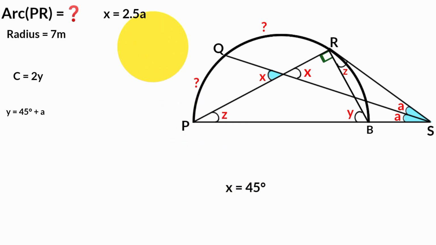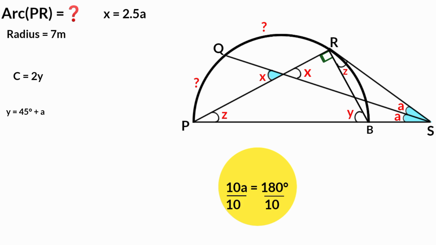Now recall, we are given here X equal to 2.5A. We replace this X with 2.5A. So 2.5A equal to 45 degrees. Multiply both sides by 2. Here 2.5A times 2 is 5A. And here 45 degrees times 2 is 90 degrees. So 5A equal to 90 degrees. Multiply both sides by 2 once again. Here 5A times 2 is 10A. While here 90 degrees times 2 is 180 degrees. So 10A equal to 180 degrees.